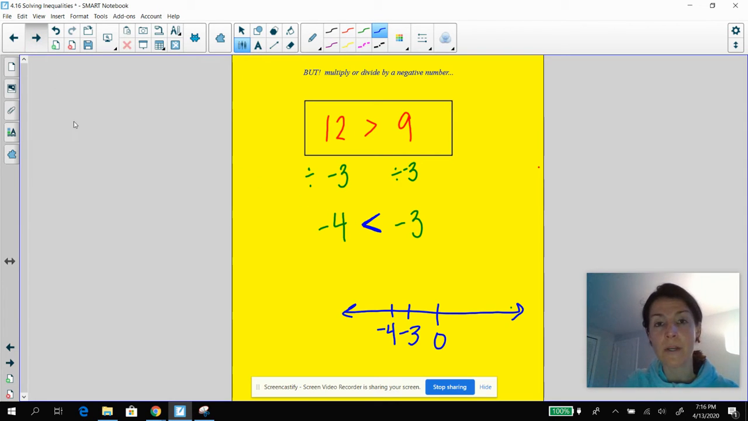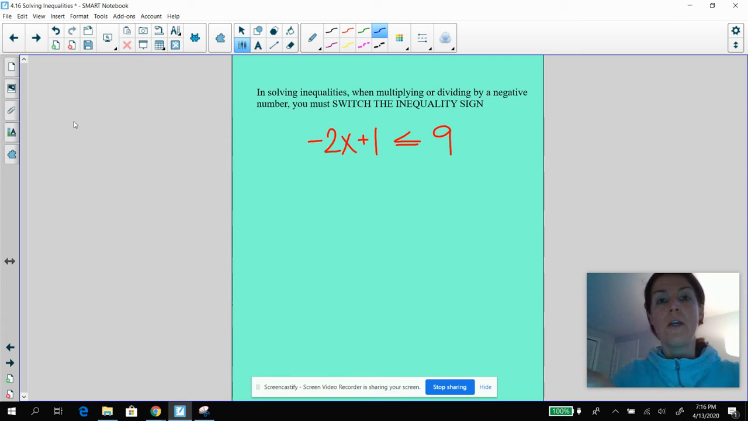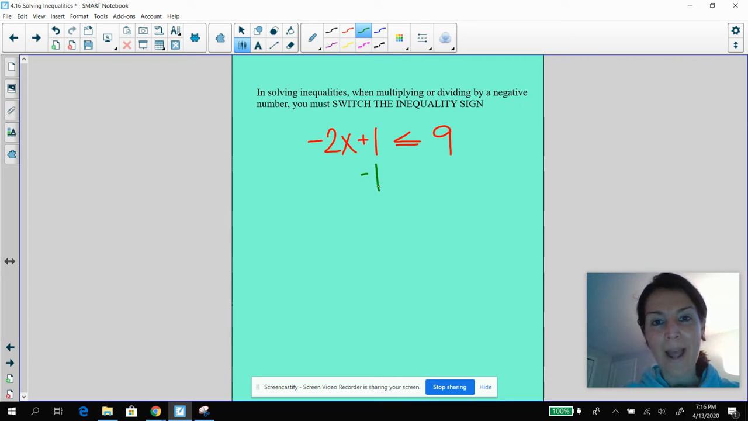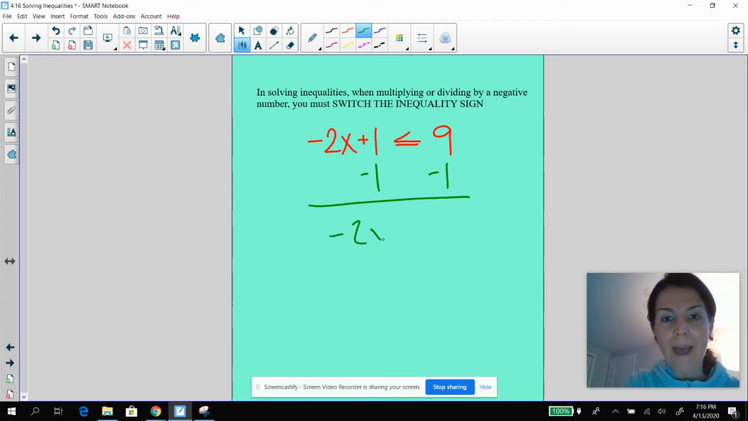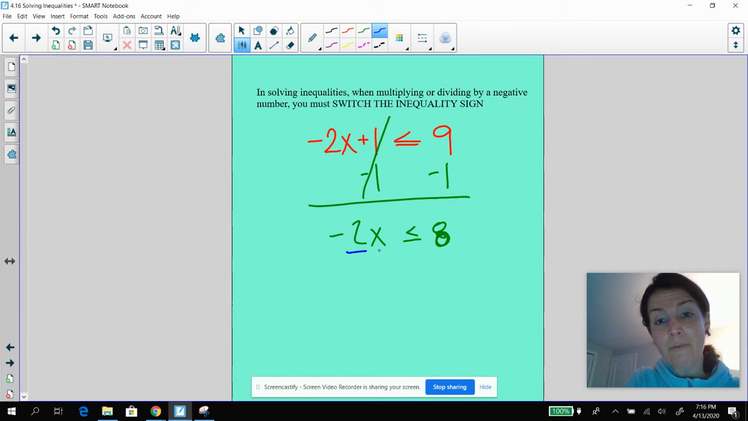So let's try this one to practice. Right here, I've got a nice little two-step inequality. So I'm going to subtract 1 from both sides. I'm left with -2x is less than or equal to 8. I got a little delay on my pen, apologies. So I slashed out my 1 there. Then I'm going to keep going, and I'm going to divide by a -2.